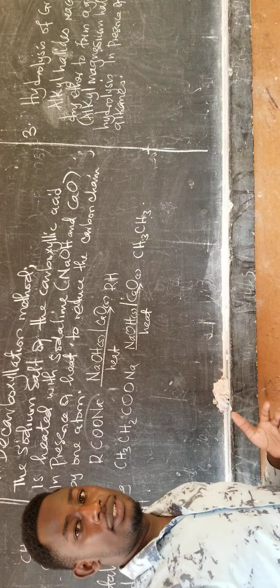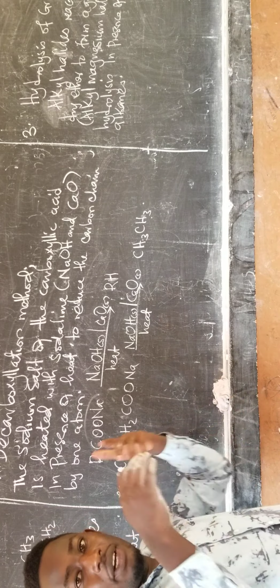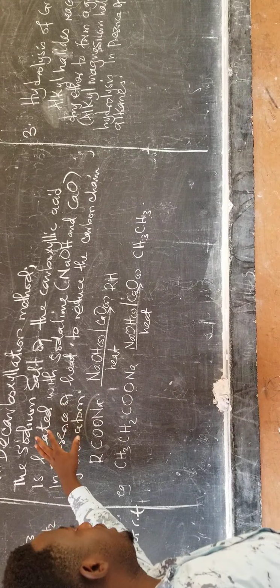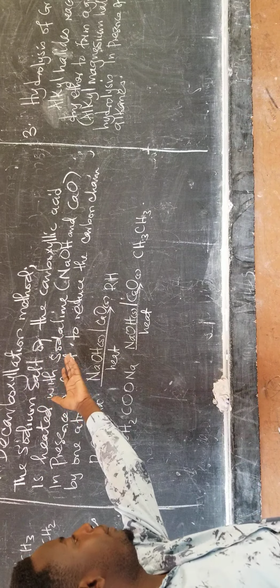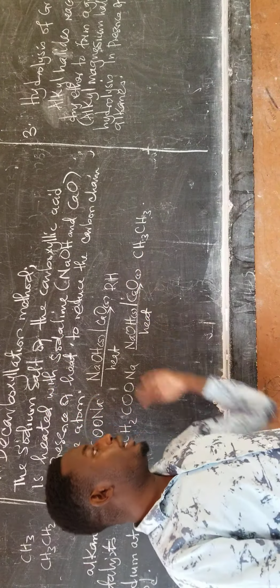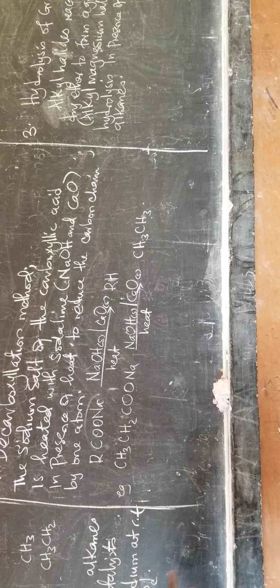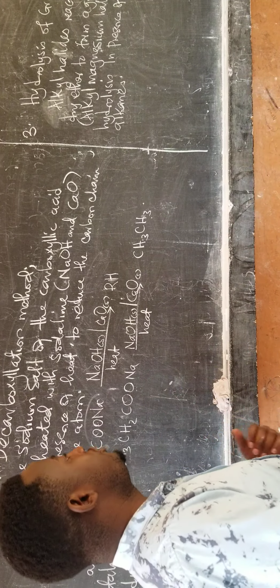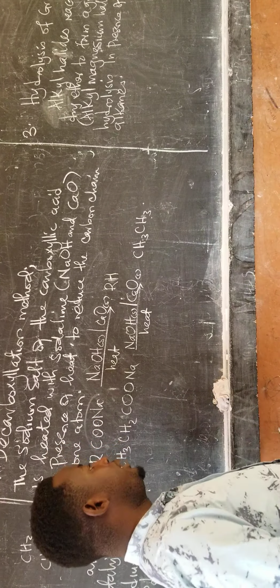So it depends on the compound that has been given that will determine the method of preparation. If they give you a compound as a salt of a carboxylic acid, then you must use soda lime in order to arrive at an alkane. But if they give you an alkene or an alkyne, then you must add hydrogen in the presence of either nickel at 150, or palladium or platinum at room temperature.